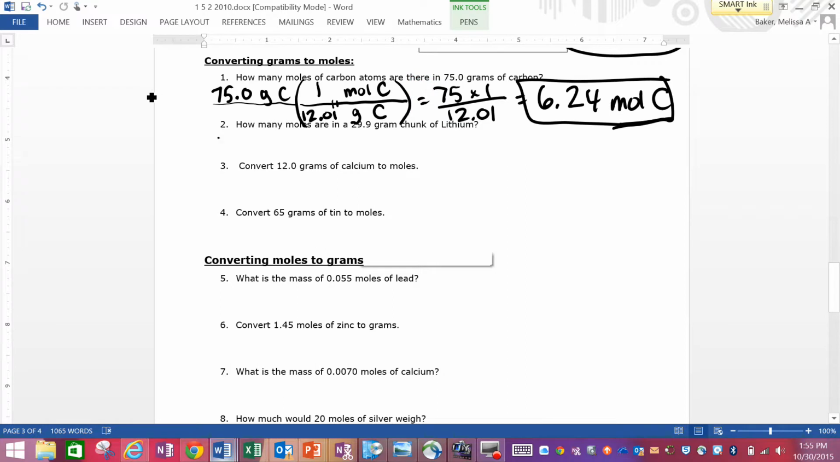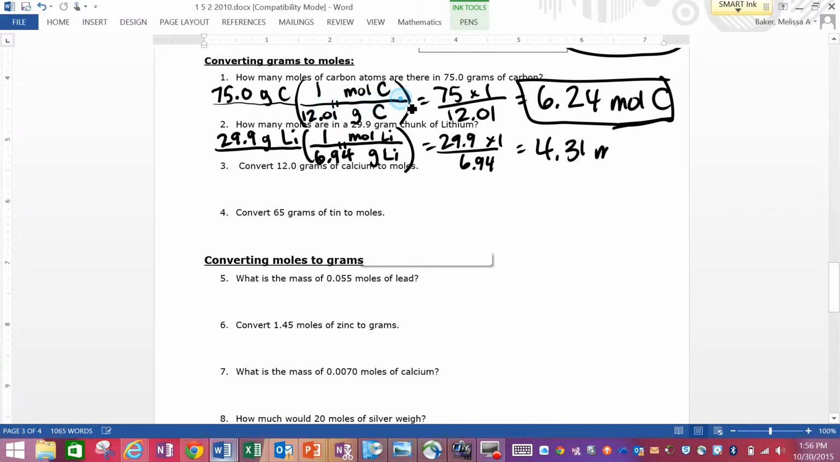Okay, then it's the same sort of a problem. 29.9 grams of lithium this time. Same thing. You want to cancel out grams of lithium. You're trying to figure out how many moles of lithium you have. 1 mole of lithium on the periodic table, it says it weighs 6.94 grams. So 29.9, I should have put a line under there, times 1 divided by 6.94, that's 4.31 moles of lithium. And if we think about this for a second, it makes sense. 1 mole of lithium weighs about 7 grams, and you've got almost 30 grams. So it makes sense that you've got more than a mole.